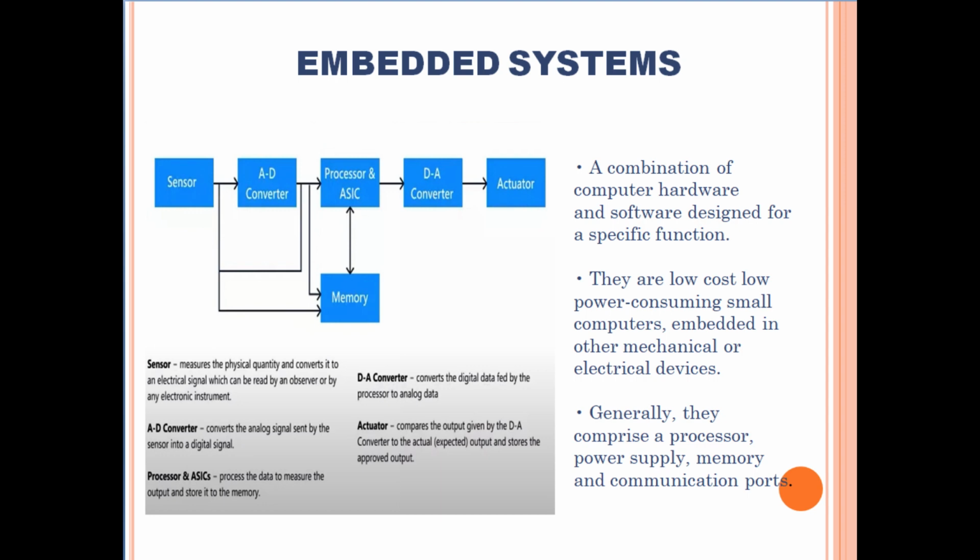This flow graph consists of a sensor, AD converter, processor and ASIC, DA converter, actuator, and memory. The sensor measures the physical quantity and converts it to an electrical signal which can be read by an observer or by an electronic instrument. The AD converter converts the analog signal sent by the sensor into a digital signal. The processor and ASICs process the data to measure the output and share it to the memory. The DA converter converts the digital data fed by the processor to analog data, and the actuator compares the output given by the DA converter to the actual output and stores the approved output.